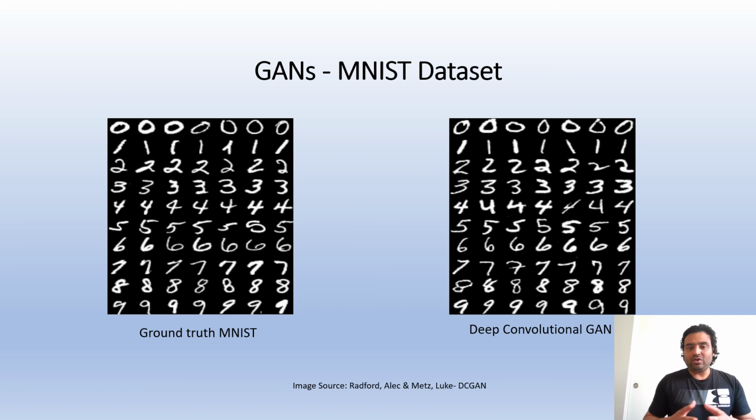GANs also work on the MNIST dataset, which is very renowned and contains handwritten digits. On the left-hand side we can see the ground truth of the MNIST dataset, and on the right-hand side there is a deep convolutional GAN which produces fake images that look like the real ground truth.